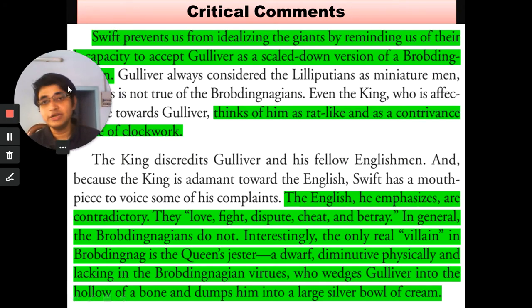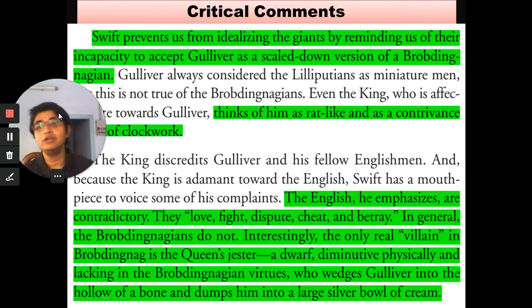Now moving on to the next slide about the critical comments, we can say that Swift prevents us from idealizing the giants by reminding us of their incapacity to accept Gulliver as a scaled down version of the Brobdingnagian. So Swift, in fact, in this book also does not represent Brobdingnagians as the so-called ideal figure. Brobdingnagianদেরও অনেক monolithic viewpoint, অনেক flaws এখানে সুইফট এখানে বলার চেষ্টা করেছেন. The king discredits Gulliver and his fellow Englishmen. So this book too is a satire against the English politics.